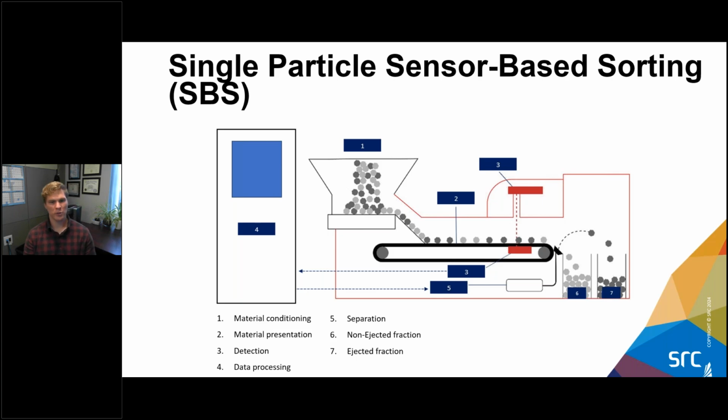With single particle sensor-based sorting, there are really 5 main steps. The first one is material conditioning. That's sizing your material appropriately. That's where the liberation of your gangue comes in, right? You need to make sure it's the right size. So that'll be crushing and screening and that kind of stuff. Things need to be liberated. They also need to be clean.